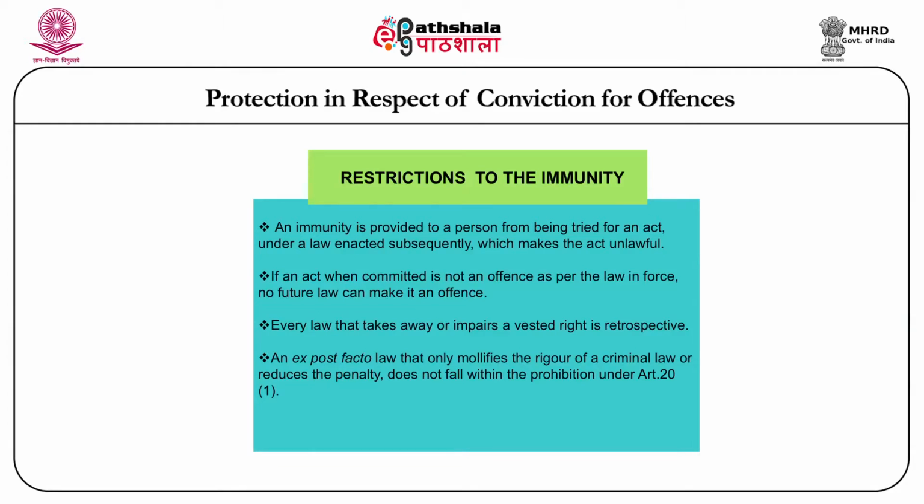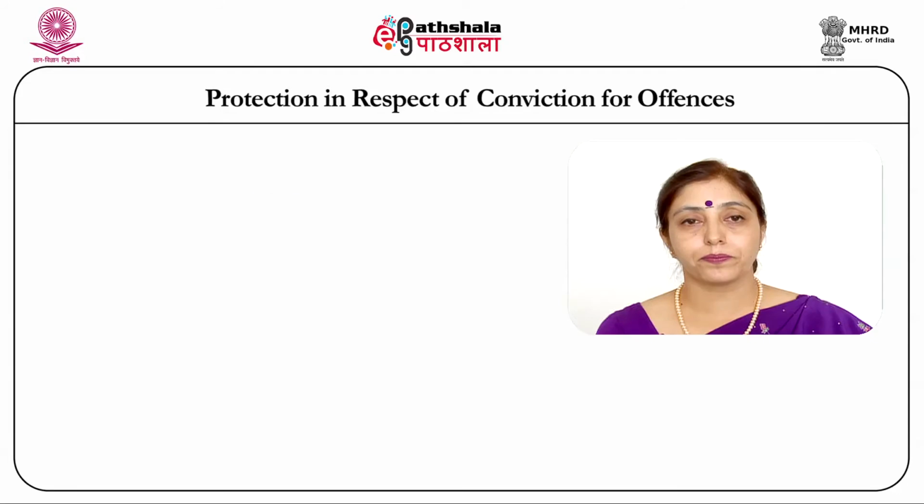An ex post facto law that only mollifies the rigor of a criminal law or reduces the penalty does not fall within the prohibition under Article 20, Clause 1. That means to say that if a subsequent law has the effect of reducing the penalty and is for the benefit of the accused, this article has no application and the accused shall be entitled to the subsequently reduced penalty.